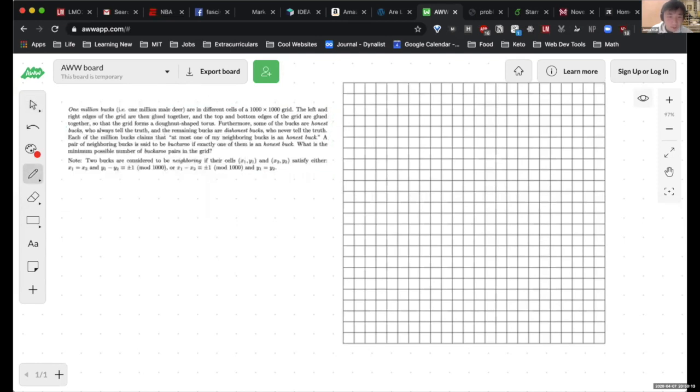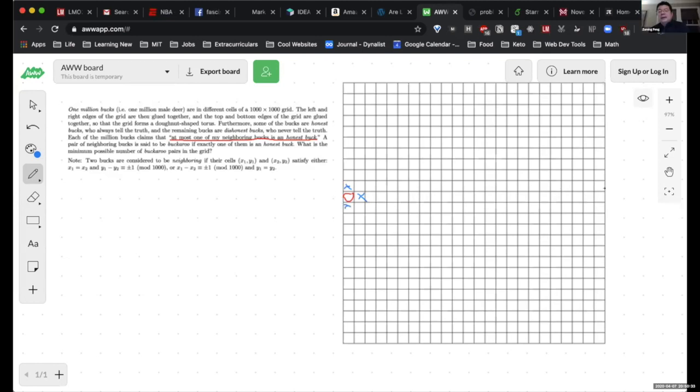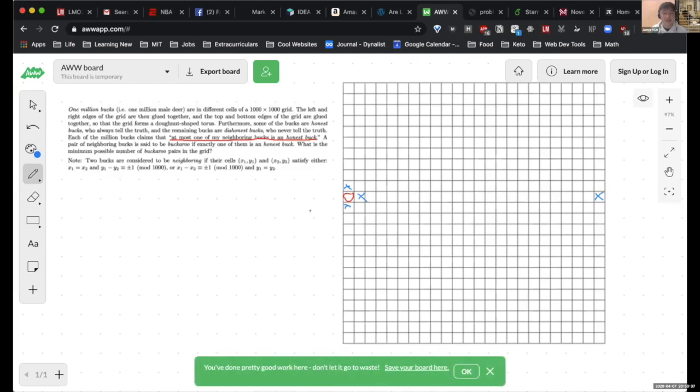At most 1 of my neighboring bucks is an honest buck. Each cell has 4 neighboring squares because it's a torus. So even an edge cell like this cell right here has 4 neighbors. The 4 neighbors are in particular this cell, this cell, this cell, and finally this cell over here. We're a little short on time, so I'm going to go a little faster. No rush, don't worry about it.